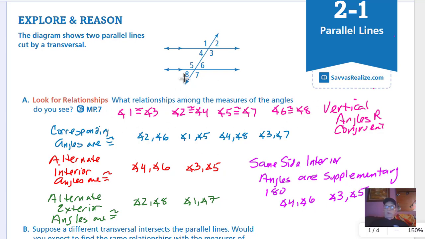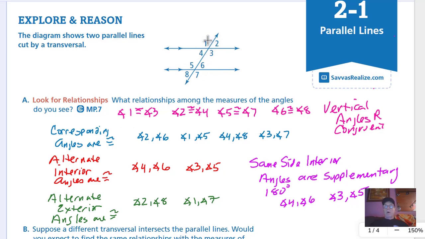Okay, so we got the vertical angles, opposite sides of the x. We have corresponding angles, like 3 and 7, or 1 and 5. We have alternate interior angles, like 3 and 5, or 4 and 6. We have alternate exterior angles, 8 and 2, or 1 and 7, and those are all congruent to each other. Then we have same side interior angles, like 3 and 6, and 4 and 5, that need to add up to 180 degrees.